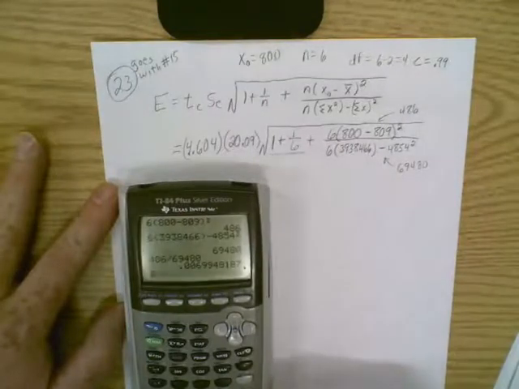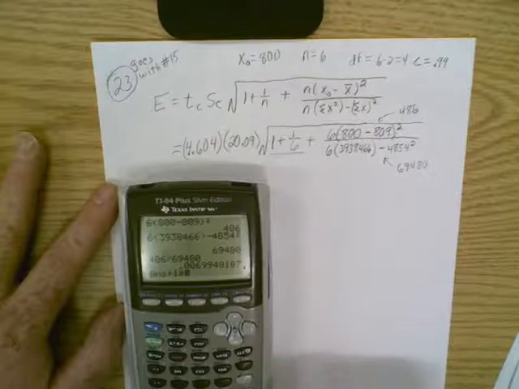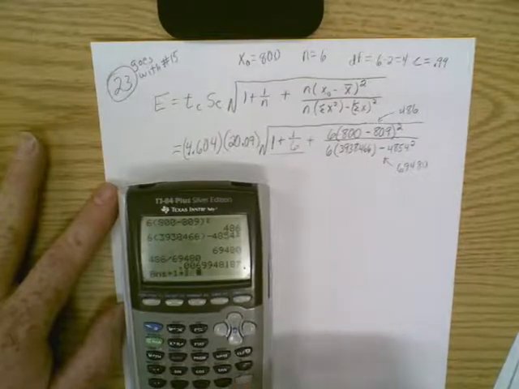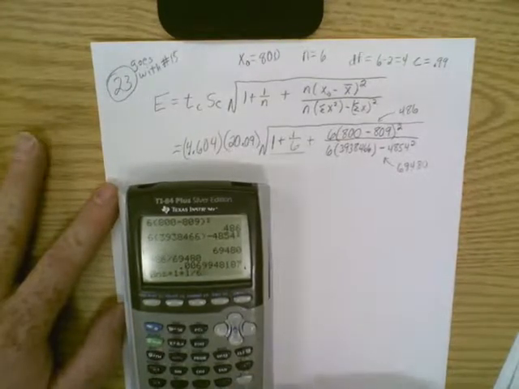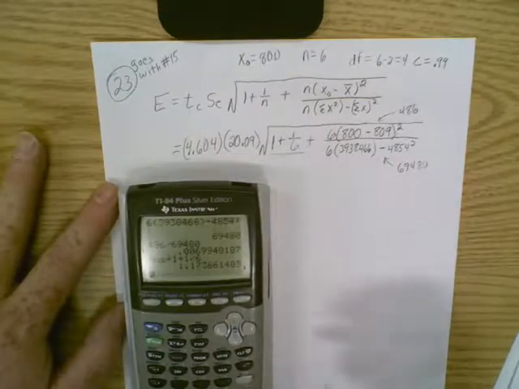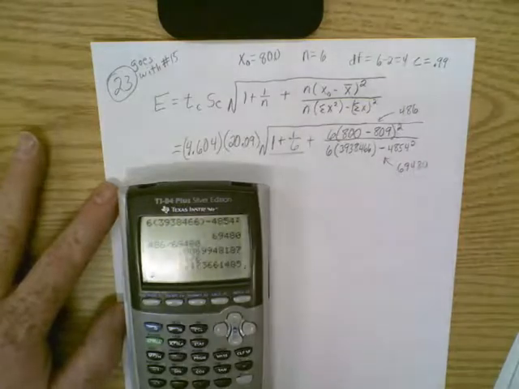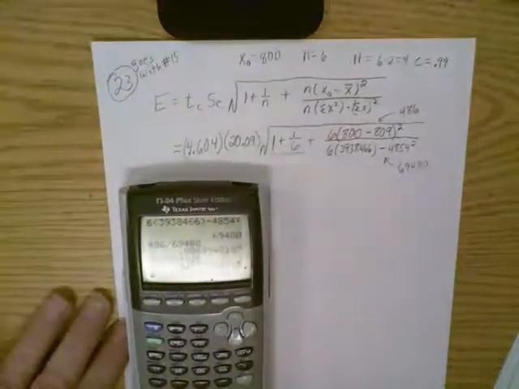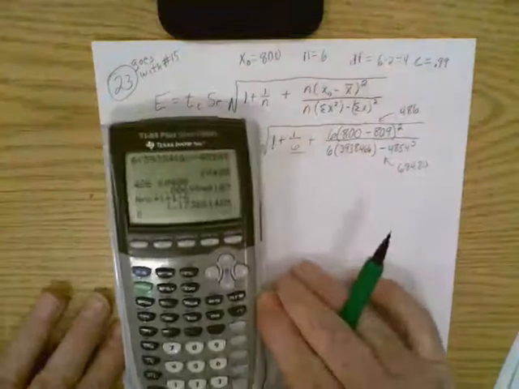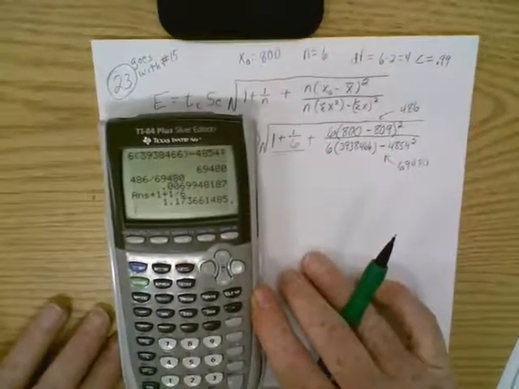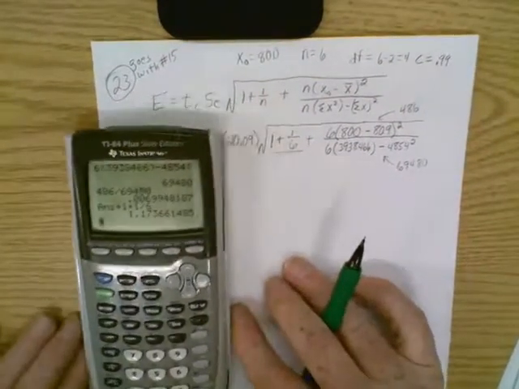So I'm going to say plus 1 divided by 6, and the calculator knows what order to do everything in, so it'll do it, and you hit equals, and you end up with that number, 1.173661485, and so on and so on.